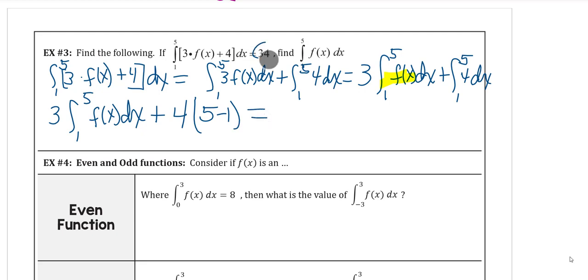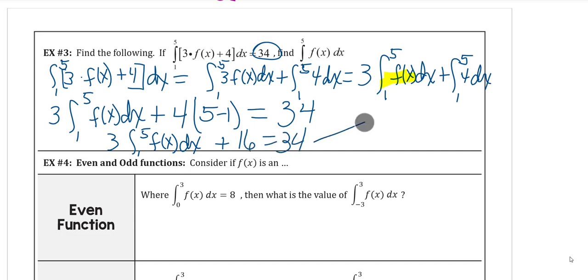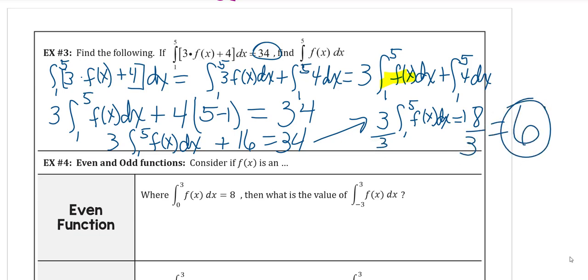And we want to remember that we were originally given that this integral equals 34. So now what we're going to have is 3 times our integral from 1 to 5 of f of x dx plus 16 is going to equal 34. So solving this for the integral, I subtract the 16. I'm going to have 3 times the integral from 1 to 5 of f of x dx will equal 18. And then I have to divide both sides by 3. So I get that the answer is 6.